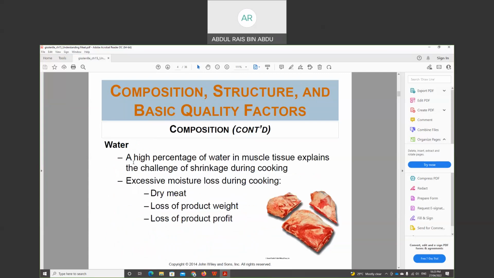Alright, kita kat sini, the high percentage of water in muscle tissue explains the challenge of shrinkage during cooking. Excessive moisture loss during cooking usually results in dry meat, loss of product weight, and loss of product profit lah. Okay, so when you are cooking meat, especially steak, biasanya we want to retain the moisture lah to ensure the enjoyment of eating. A dry meat will usually result in toughness ataupun rasa-rasa liat tu lah, which is not desirable.